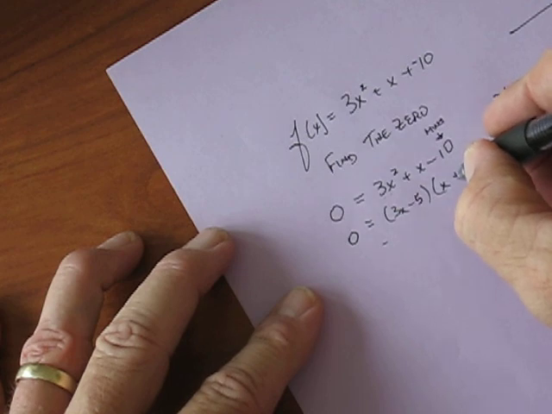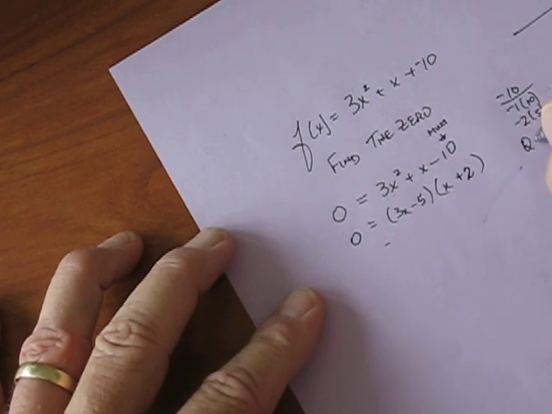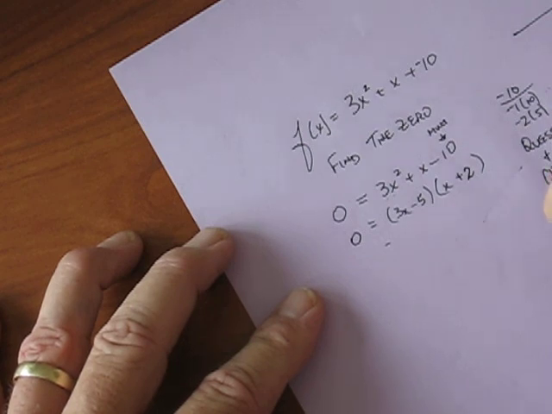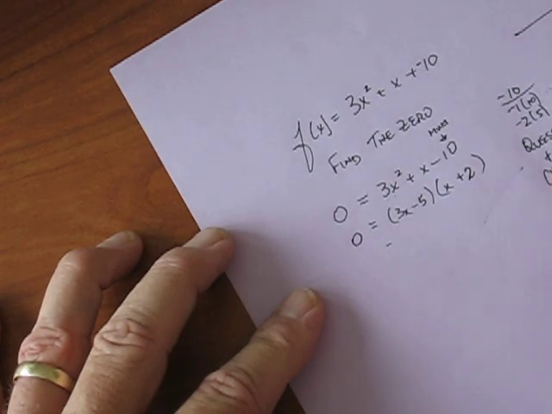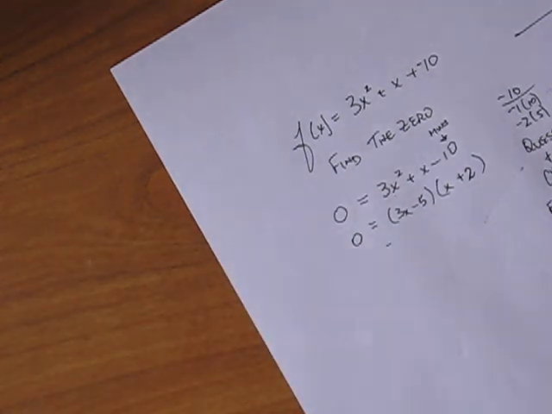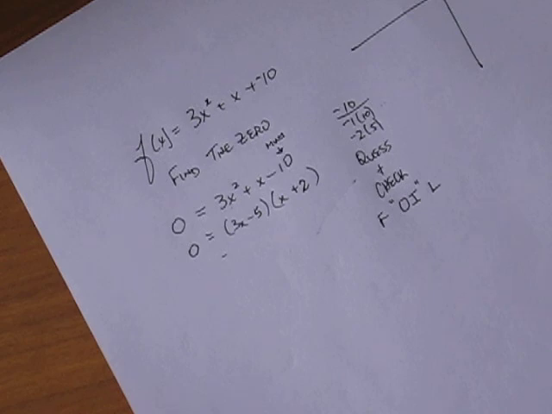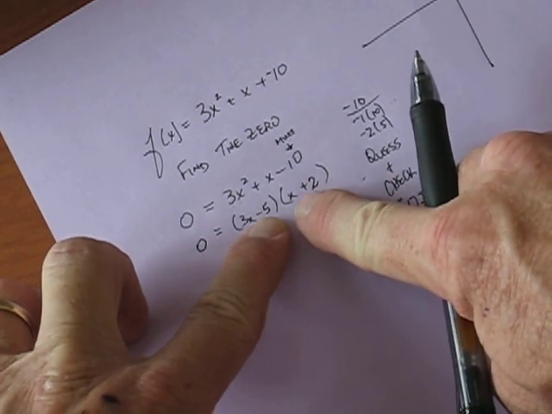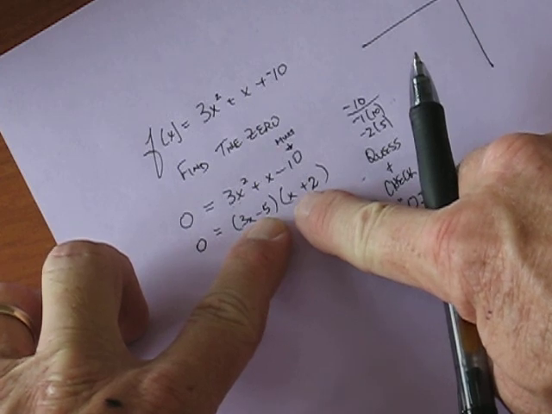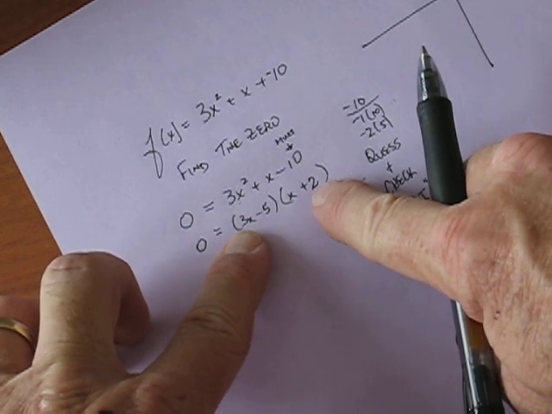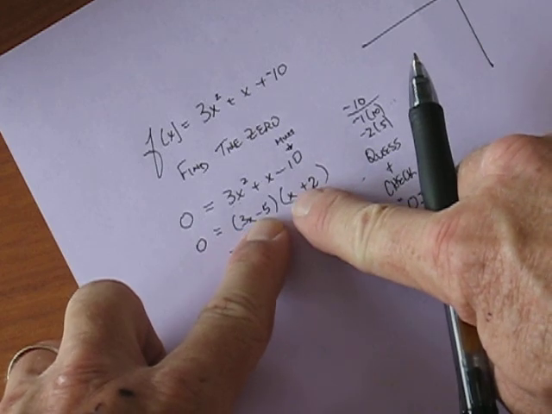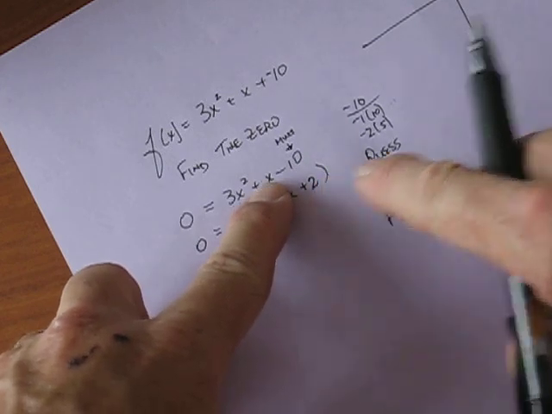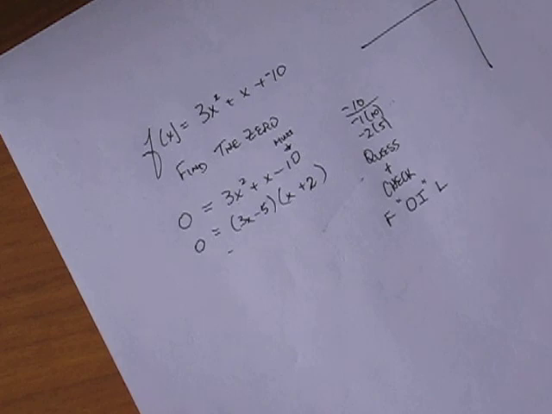I'm going to guess. And I'm going to check outer inner of my FOIL. Outer gets me 6x when I multiply. Inner gets me negative 5x. 6x and negative 5x adds to the 1x that I want, so I know I have it factored correctly.